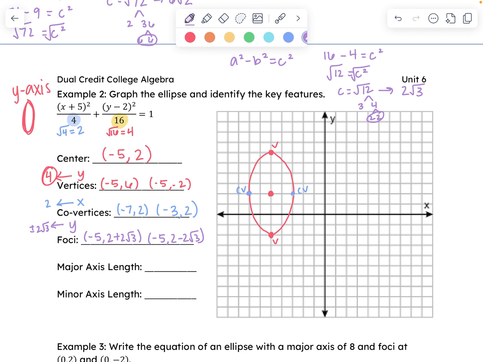Okay, if we're looking for decimal approximations of that, 2 plus 2 square root of 3 is about 5.4. 1, 2, 3, 4, 5 is about right there. And 2 minus 2 square root of 3 is about negative 1.46, about right there.